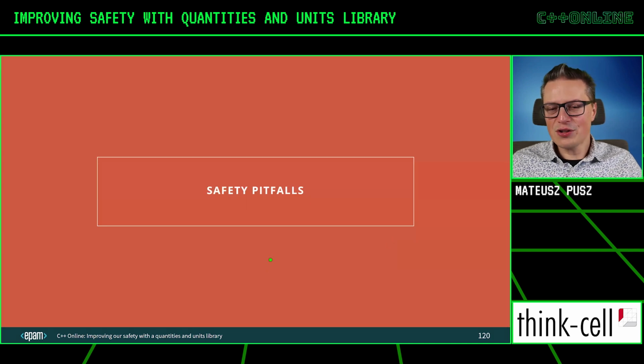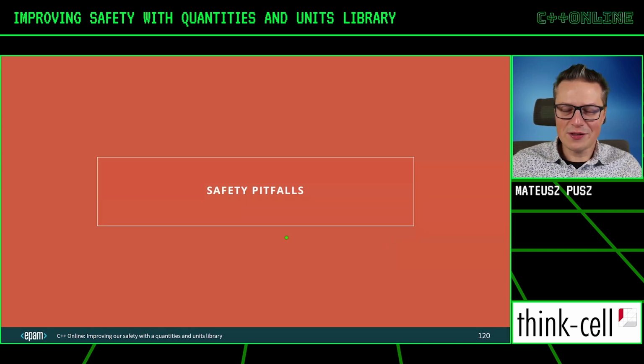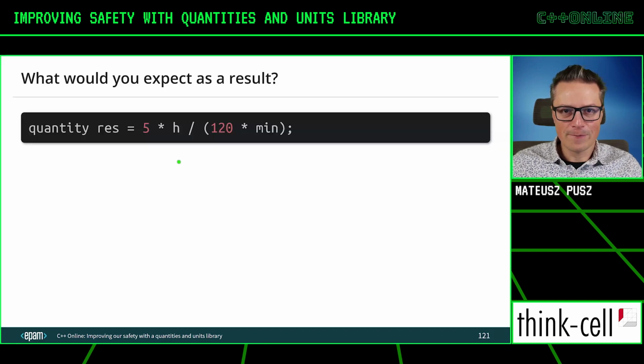But the library is not bulletproof. There are still some safety pitfalls that exist and that could be improved if we had additional features in the language. One of the pitfalls may be this one.